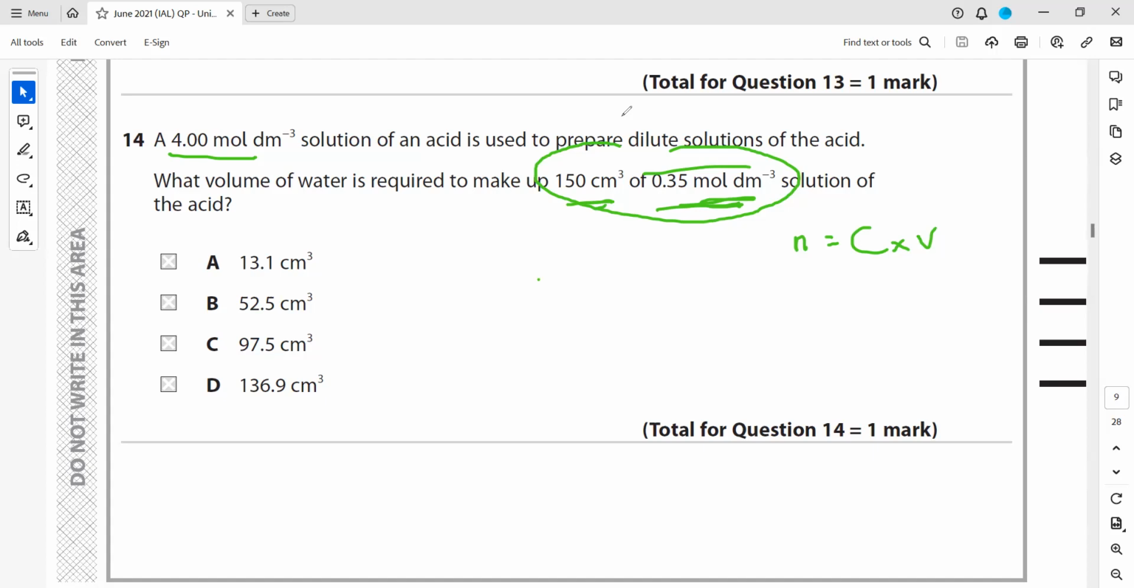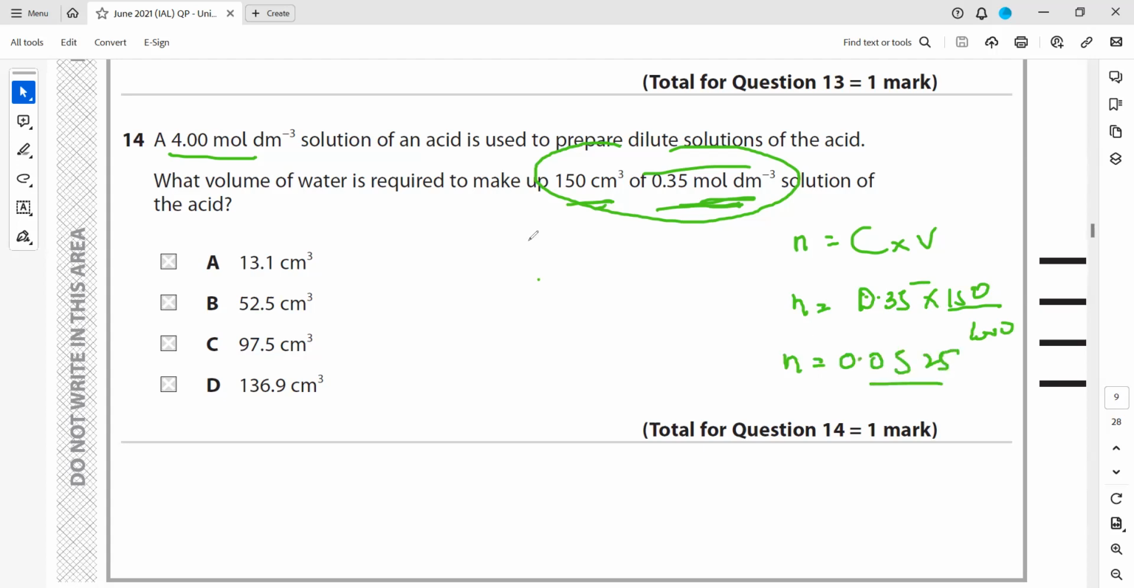So it should be 0.15 times the concentration 0.35. So we want how many moles? We want 150 divided by 1000. So we'll get the moles, which is 0.0525.